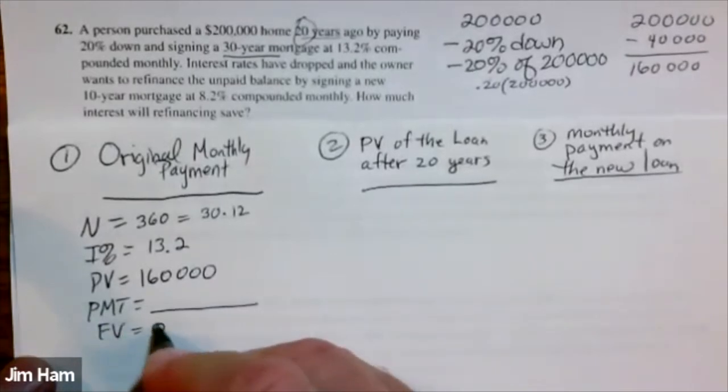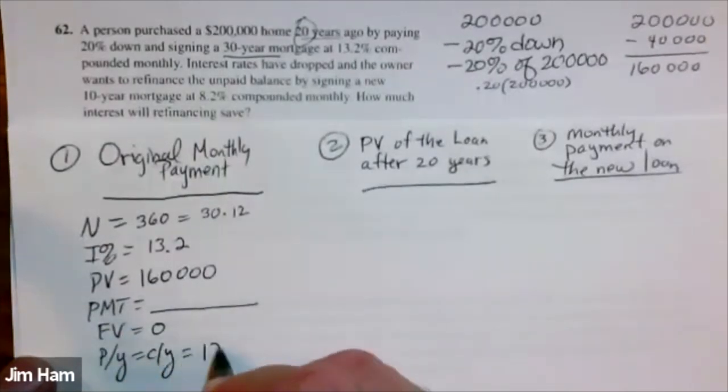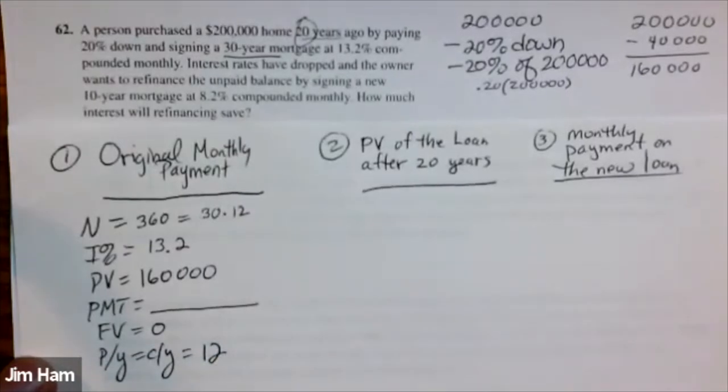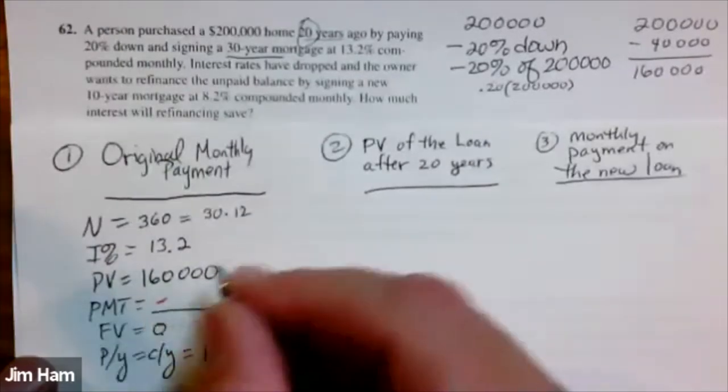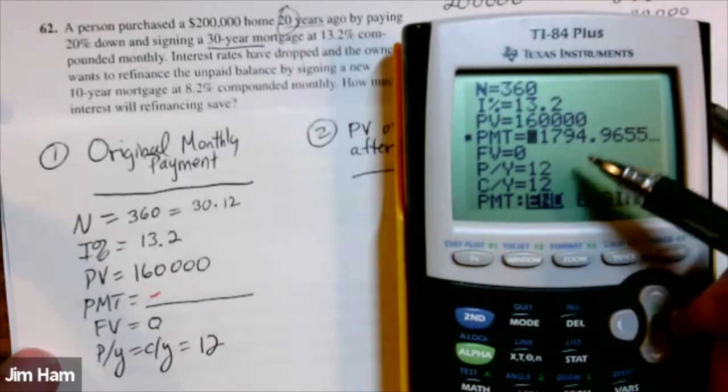And in all of these problems, the payments per year, compounding per year, would be 12, because when you buy a house, you're going to have monthly payments. And at the end of the loan, you're going to owe nothing. The monthly payment should come out negative. What do you think? You want an expensive house? You have a big payment.